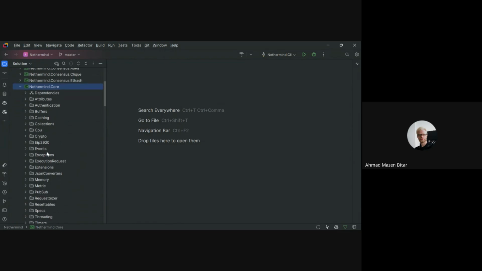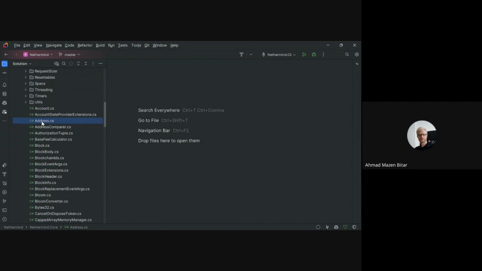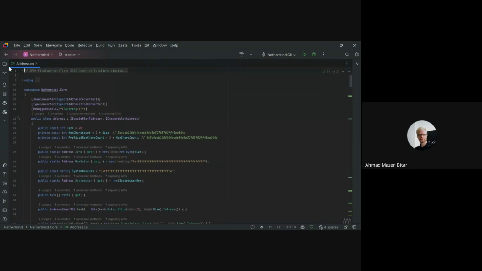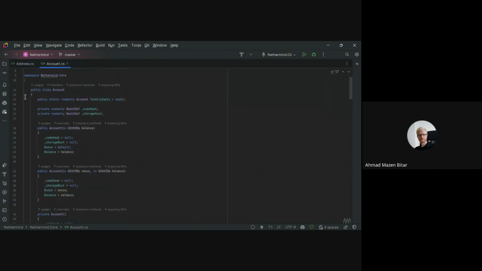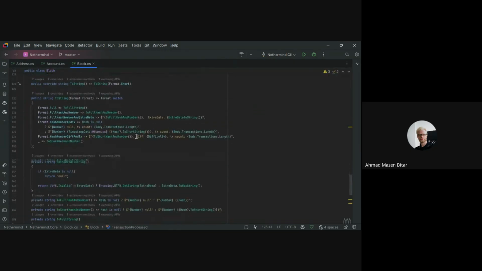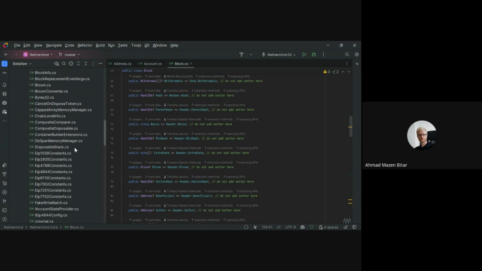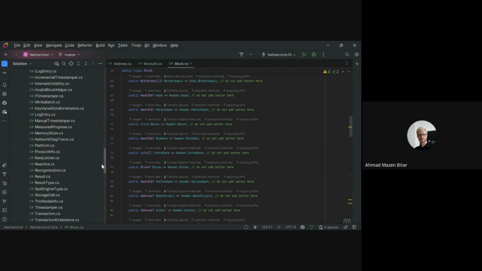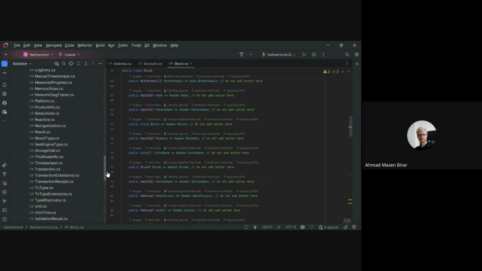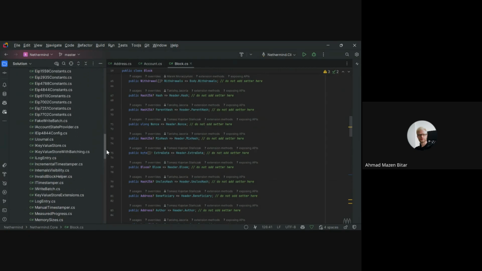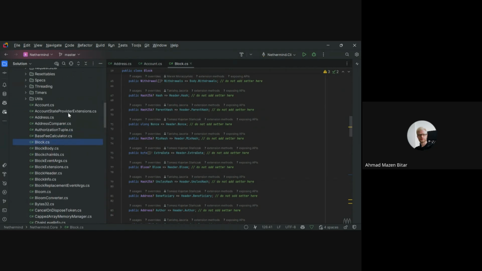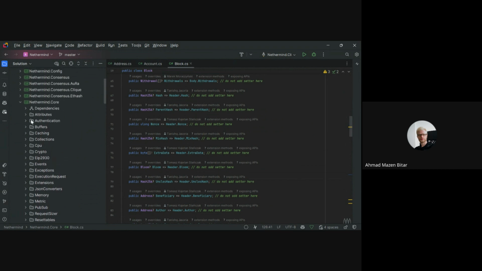And I will from here go all the way down to Nethermind core. So this is the very core of the blockchain. This is where we define classes like address, like account, and block, etc. So these are the very basic classes that are used in the node to form the blockchain. Transaction types, transactions, blocks, addresses, accounts, etc. All of these kind of stuff, you can find it in this project. So this is a very critical project. It's like the domain, the thing that has all the objects that hold everything together.